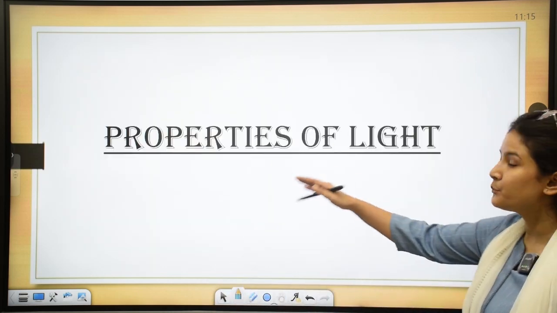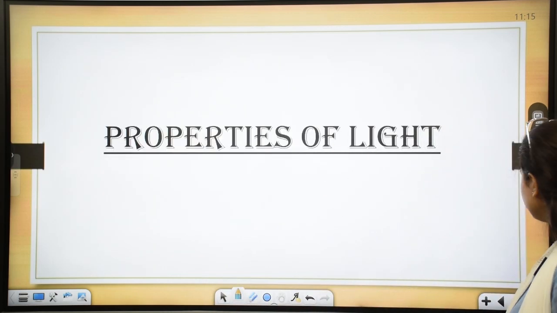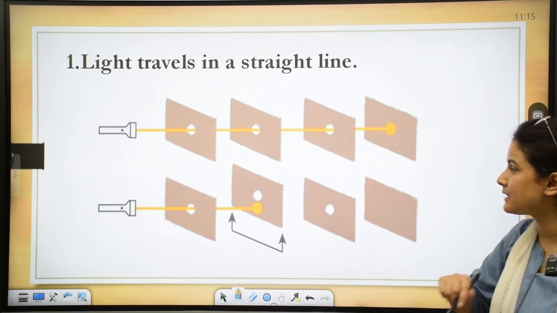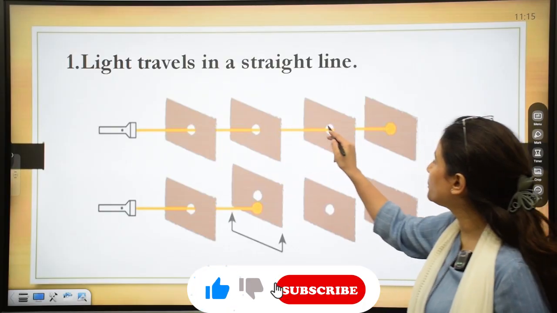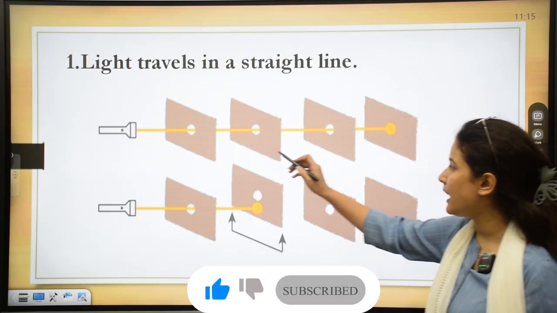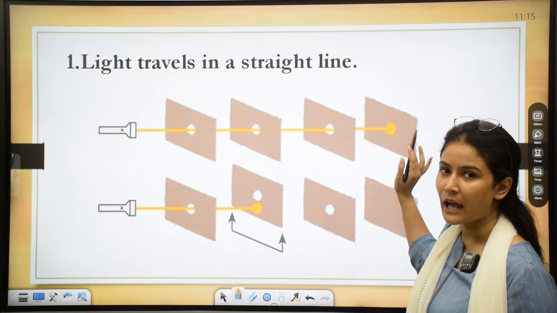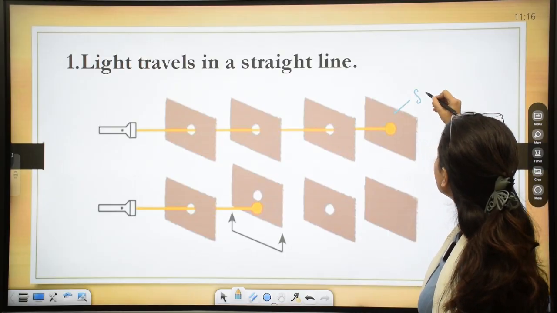Properties of light. Light travels in a straight line. Now this is very interesting. See how there are 1, 2, 3, 4 cardboards and they have a small circular cutout, right? This one does not have. This acts as a screen.